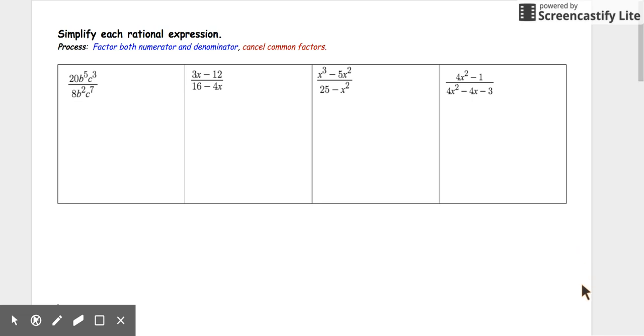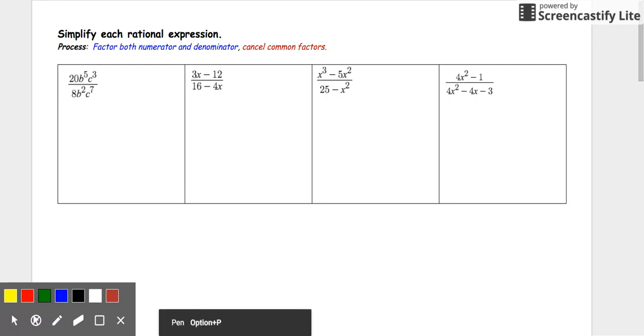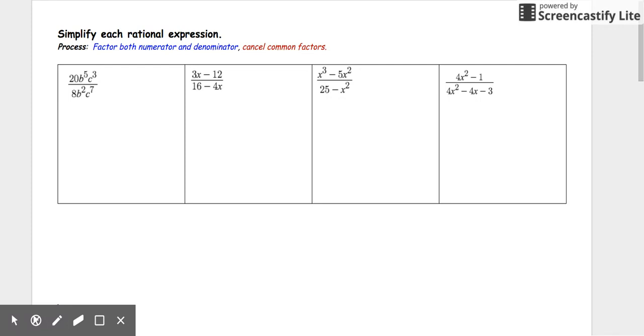In this tutorial, we are going to simplify rational expressions. But before we simplify these four rational expressions here, let us simplify first a simple fraction. Let us say we want to simplify 8 over 12.